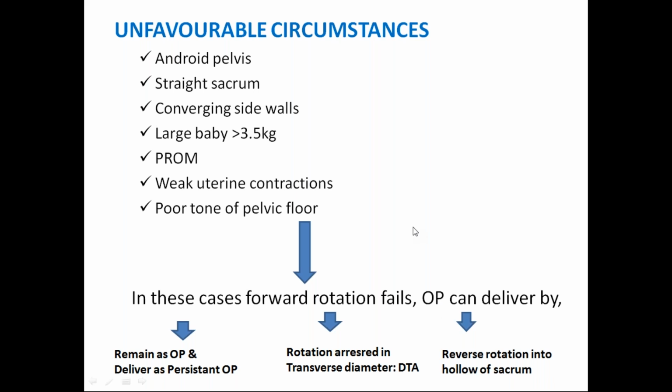Then what happens? It remains as occipito-posterior and delivers as a persistent occipito-posterior. This is what is known as a face to pubis delivery. So in persistent occipito-posterior, it descends down in the posterior position itself, because there is no space for the baby to turn. Either the pelvis is not adequate, or the baby is large, or the pelvic floor is not of good tone.